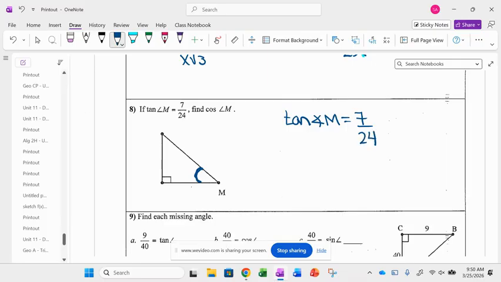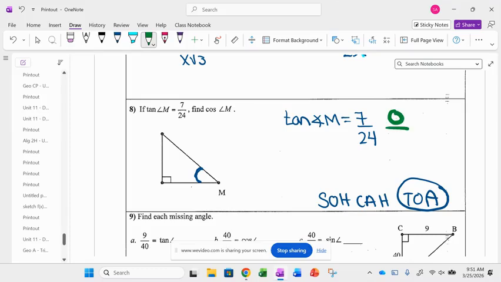So now, what's that special word again? SOHCAHTOA. And now I have to think, is tangent so, ka, or toa? Toa. And so the toa tells us we put the opposite in the numerator and we put the adjacent in the denominator. Do we agree? That's what toa tells us. Put opposite in the numerator, adjacent in the denominator.